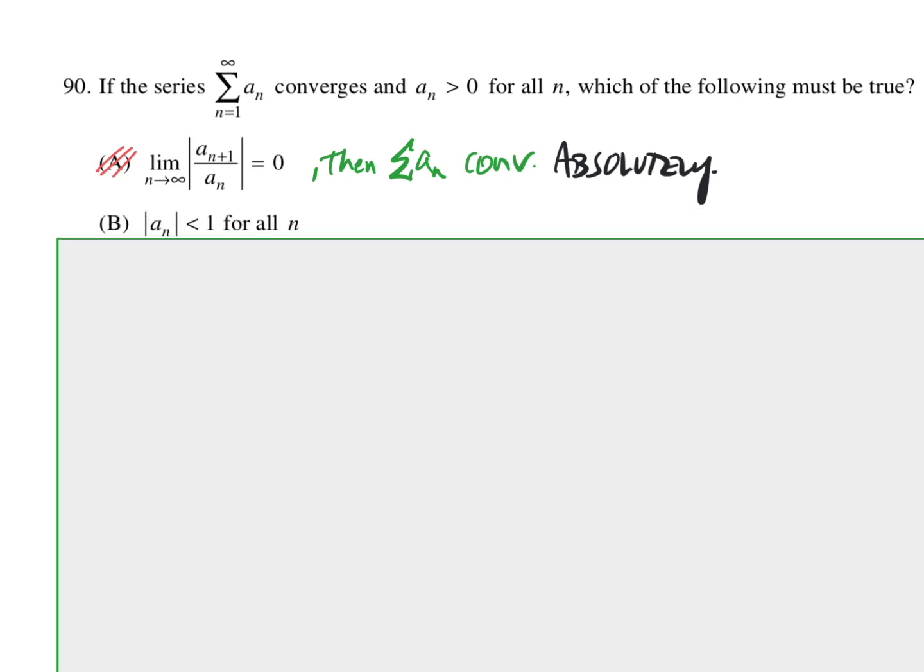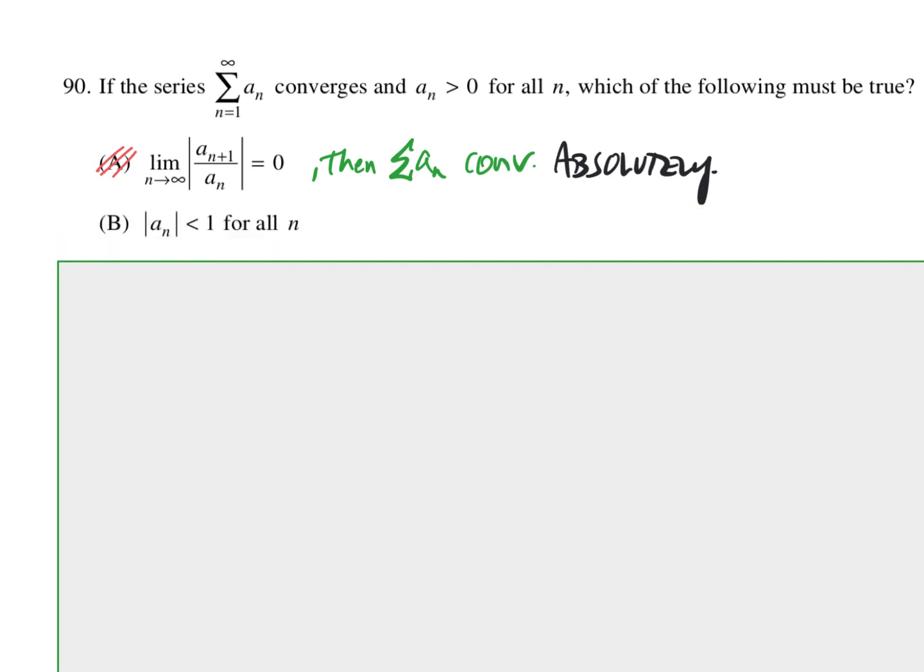So let's take a look at B. We can just consider this geometric series, whose first term is 2, whose common ratio is a half. This term and this term are terms whose absolute values are not smaller than 1, and yet this series converges because the R value is only 1/2. So, for a converging series, the terms don't all have to be less than 1 away from 0. So B is definitely not the right answer.